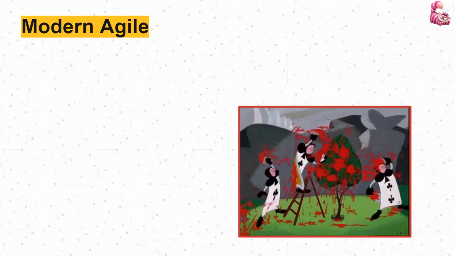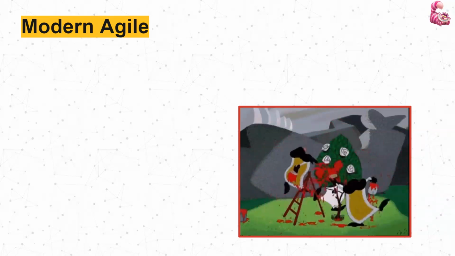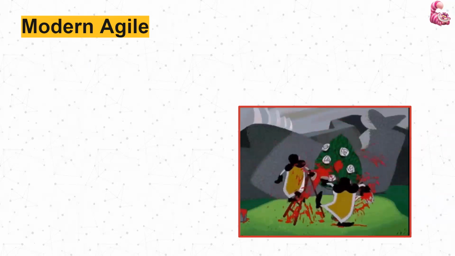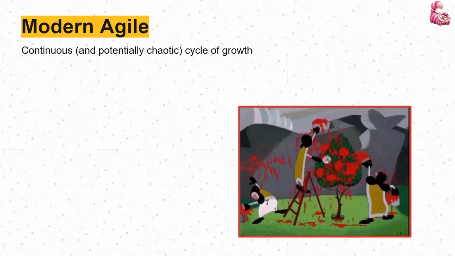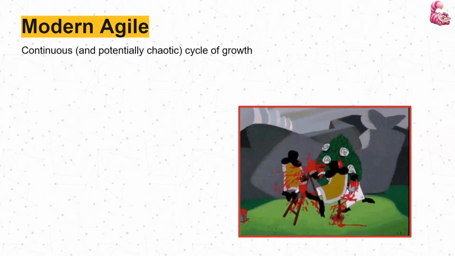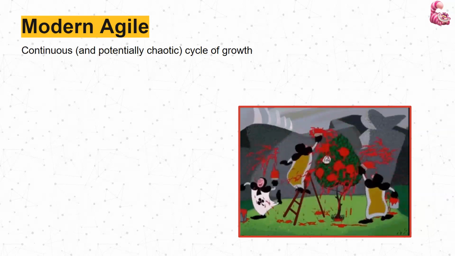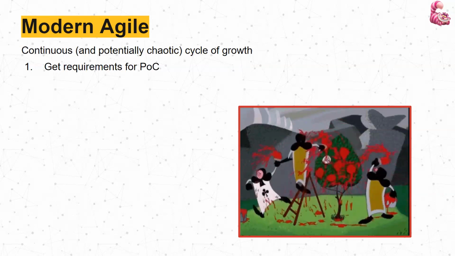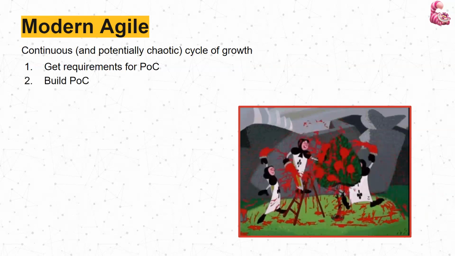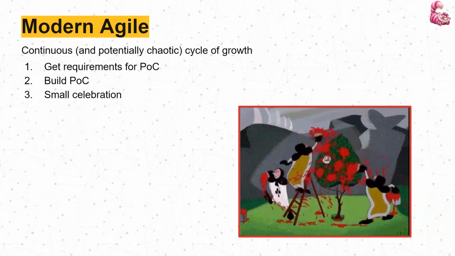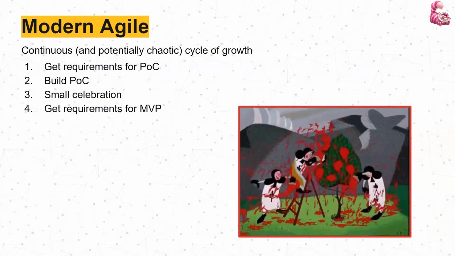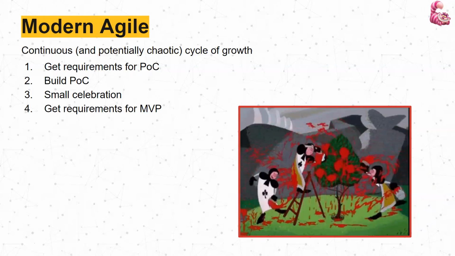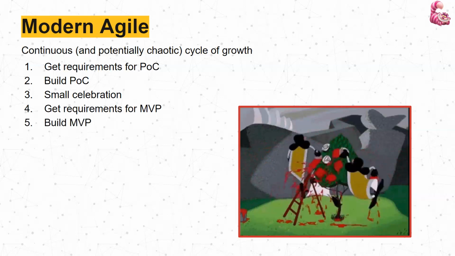Agile. Although I love the little tree, I think it is like perfect for agile. They built a tree, they knew they wanted roses, and then they decided to change, right? So it's continuous, potentially chaotic, like the painting of the roses, cycle of growth. You get requirements for your POC, proof of concept. Then you build your proof of concept. Then you have a small celebration, right? Celebrate the little wins. And then you get requirements for your MVP, your minimum viable product. And then you build it.